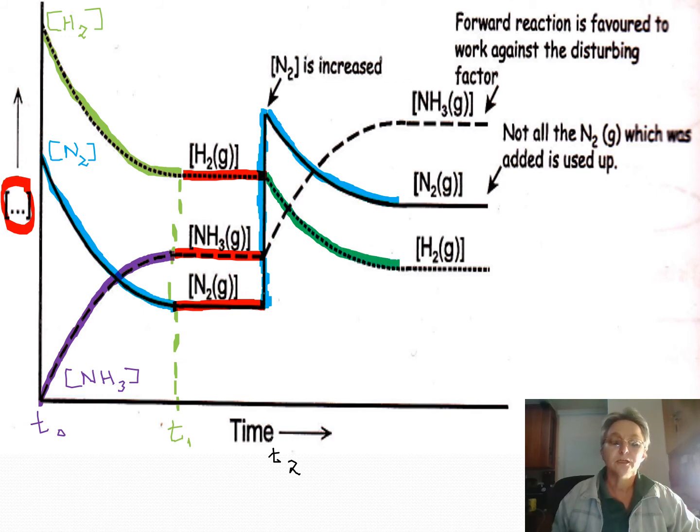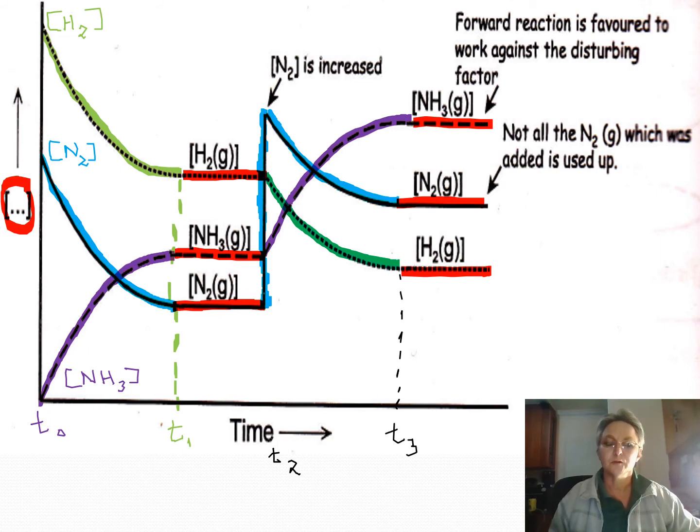What must happen to the concentration of ammonia? Slowly but surely, because the forward reaction is favored, that reaction will take place faster and faster until we get to the time where the new dynamic equilibrium is reached. We can say that time is T3. So you need to take note of the difference between a concentration graph and a rate graph.